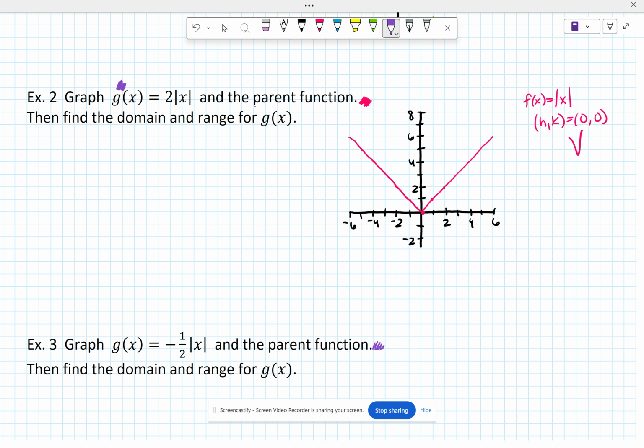And the only difference with the g of x function is that now I have an a value of 2. And so I am working with 2 sides of the absolute value function that have a slope of 2. And then also -2.